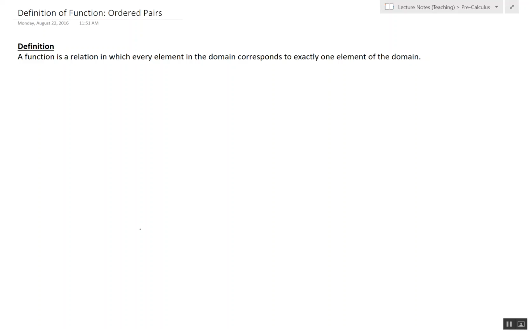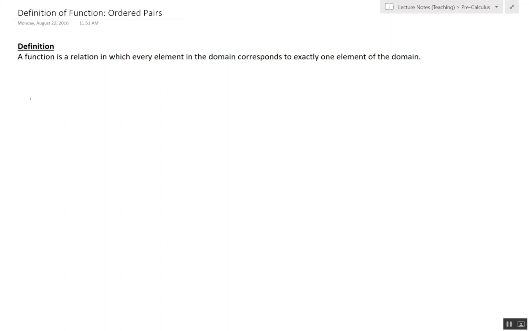Now that we had talked about relations, now we need to talk about the definition of the function. And the formal definition of the function is this. A function is a relation in which every element of the domain corresponds to exactly one element of the range. So, what does that exactly mean?